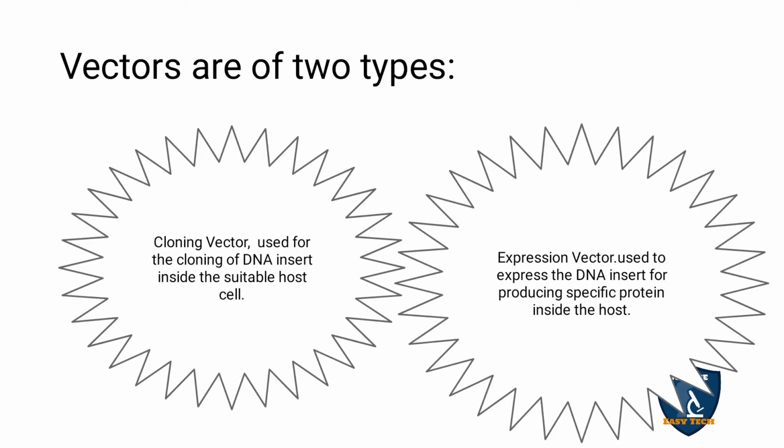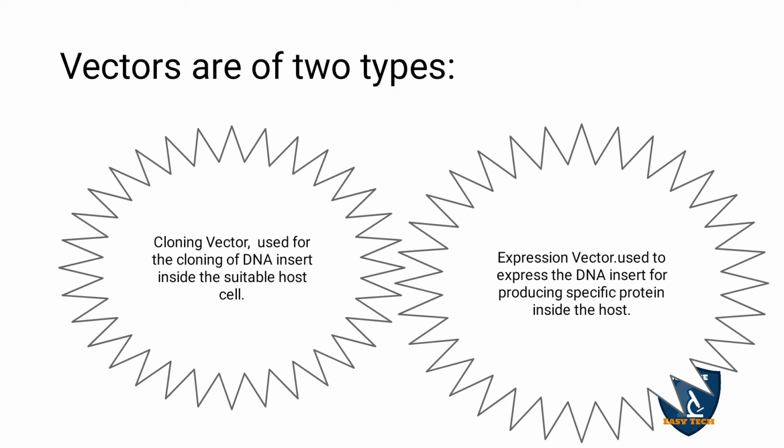So, the vectors are of two types: cloning vector and expression vector. The cloning vector is used for the cloning of a DNA insert inside a suitable host cell. So, the cloning vector is helpful for the DNA insert to be cloned. The DNA insert which is going to be inserted into the vector has to be cloned. For that purpose, the vectors used are called cloning vectors.